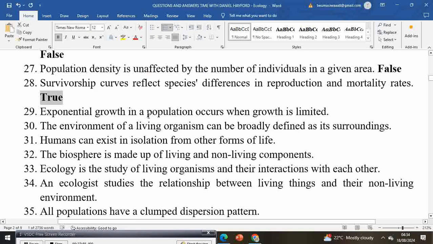Now, question number 29. Exponential growth in a population occurs when growth is limited. Is this true or false? This statement starts with F. False. So exponential growth in a population occurs when growth is unlimited.